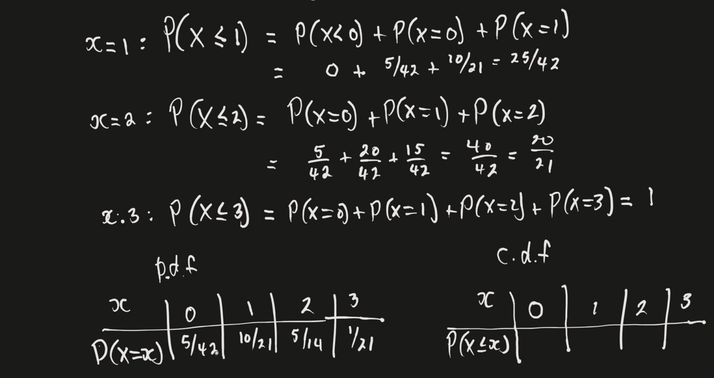Right, so it starts out at the same value, 5 over 42, but then the probability that x is less than or equal to 1, so then you add these two together, and that's how we got the 25 out of 42. And then the probability that x is less than or equal to 2, that's when we add these 3 together, and we got the 20 over 21. And then when we accumulate all the possible probabilities right here in our table, they add up to 1, right? So that's the CDF of your random variable.